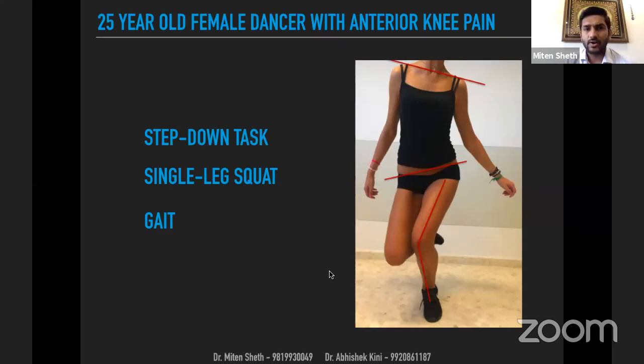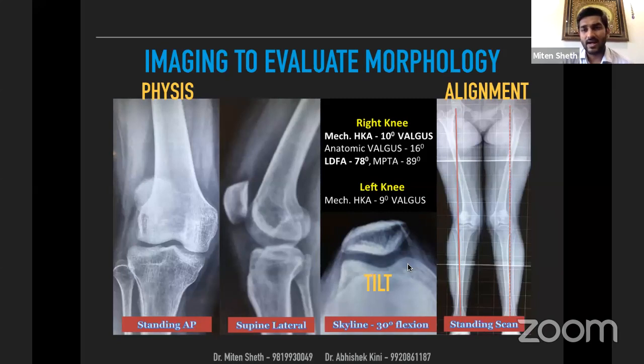But then I went on to say that 3 things must be checked: maybe a step down task from the board, a single leg squat, and most of these patients would have a quadriceps avoidance gait that you can look for. And then I frankly, for anterior knee pain patients, believe that it's predominantly a clinical diagnosis. I wouldn't like to subject them to any investigations, knowing the fact that a skyline would probably elicit a tilt and a glide. And all of this that I'm showing, you can see that this 25-year-old female dancer has a valgus alignment.